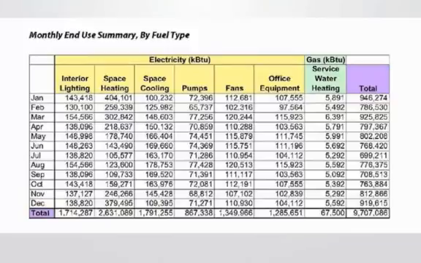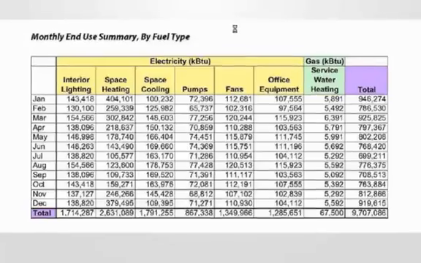And then this report is shown as a monthly breakdown. So it shows each of the end uses, the lighting, space heating and cooling, pumps, fans, etc., in a monthly end use breakdown.